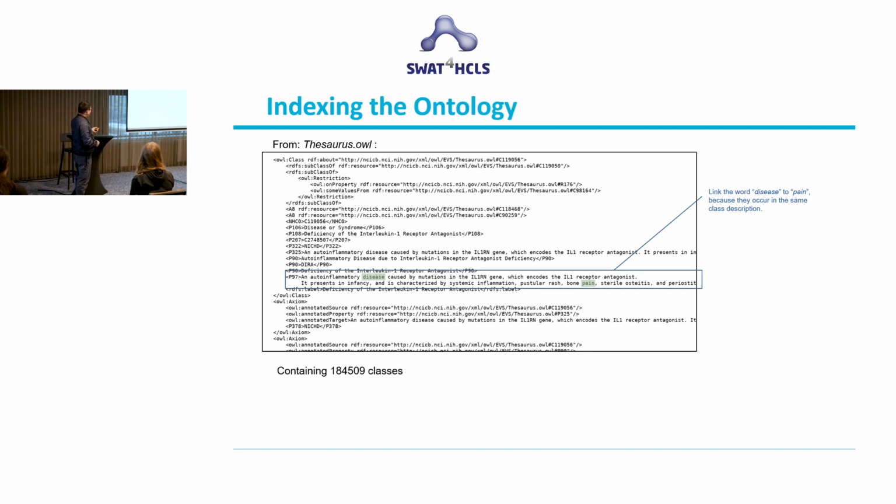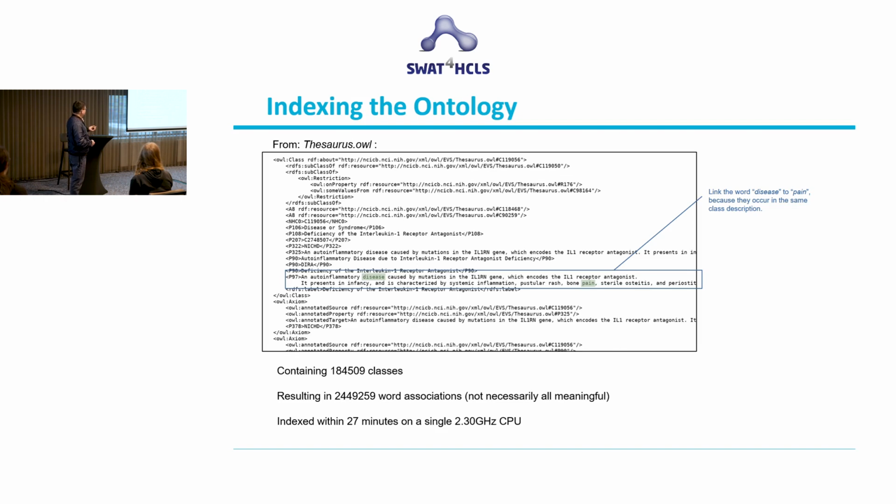And here I give you some numbers. These simple ontologies contain 184,000 classes, and they resulted in more than 2 million word associations, but not necessarily all of them are meaningful. And this is the time consumption, the cost that we need to build these associations for this single ontology.